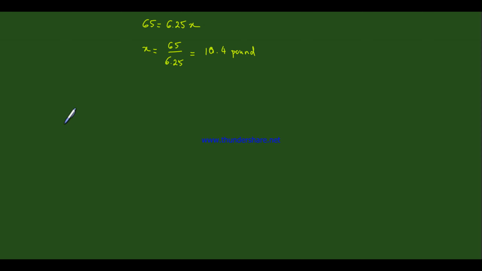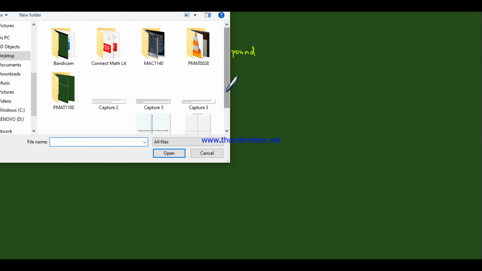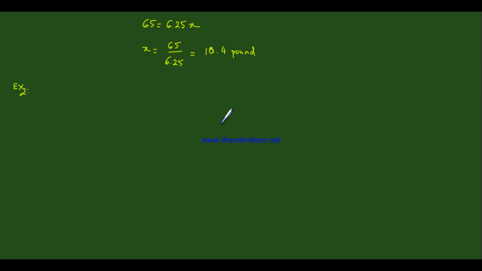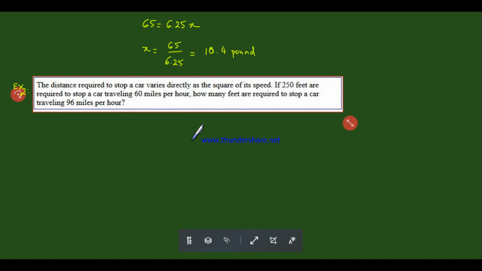Now, example 2. Let's see, I can pull up example 2. So let's do 4. Let's see what happened here. Yes, this is a direct variation problem. You see that, right?